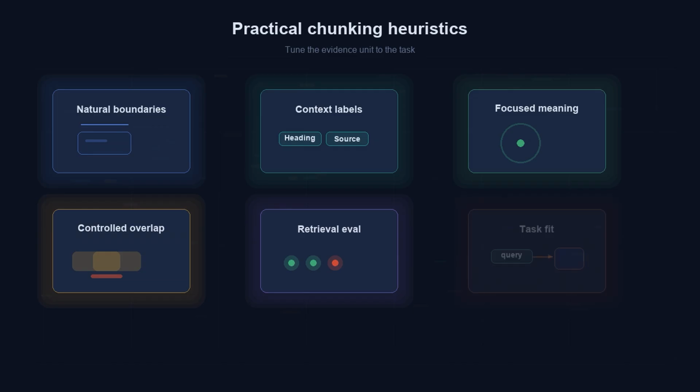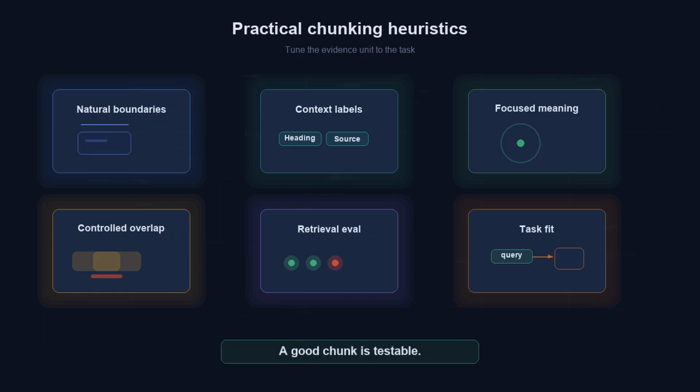And finally, match chunking to the task. For definitions, smaller chunks may work. For procedures, preserve the ordered steps. For comparisons, retrieve across sections. For complex policies, use hierarchy. For structured data, preserve labels and relationships. Chunking is not a default setting, it is a modeling decision.